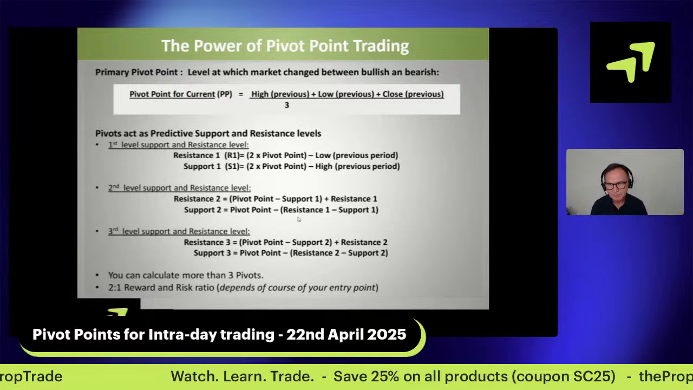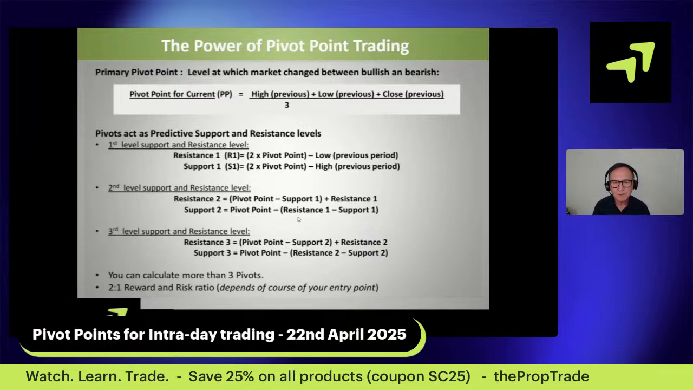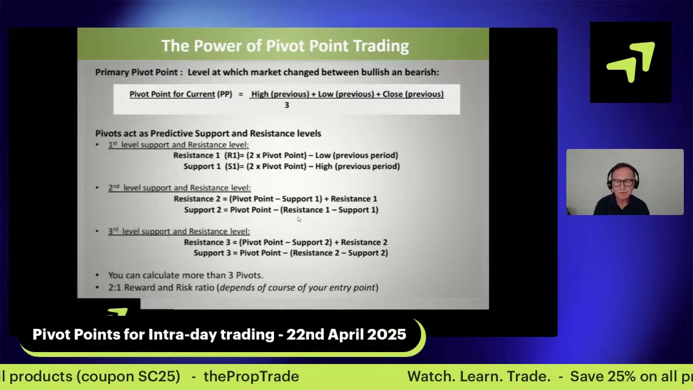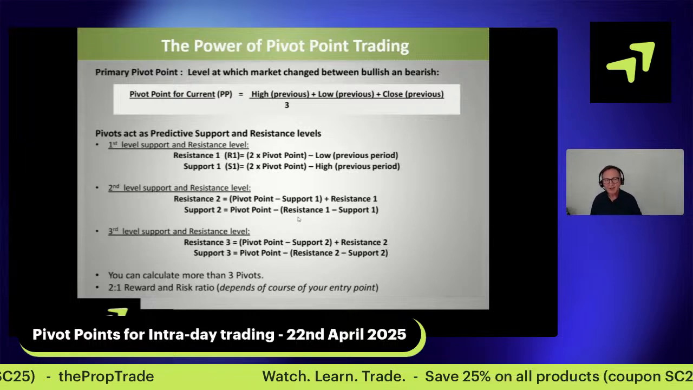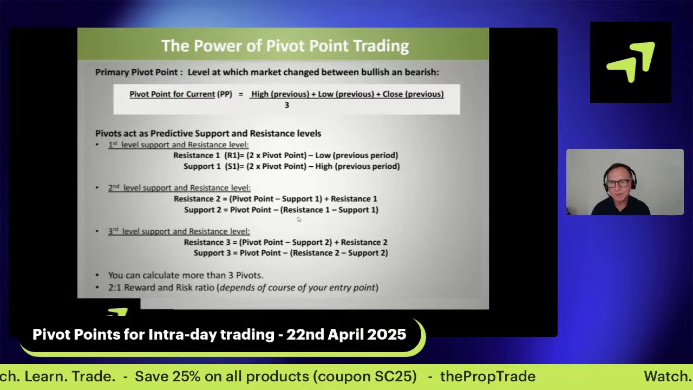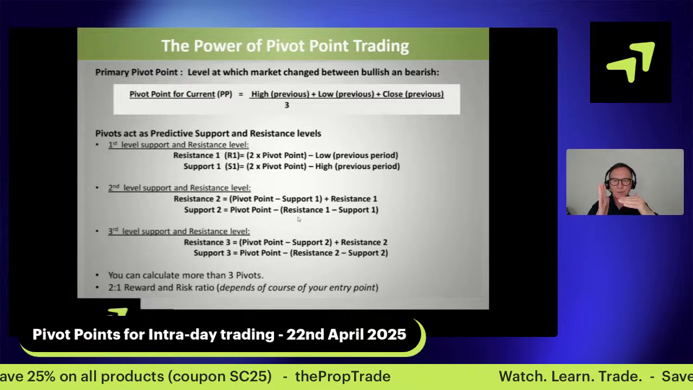So the current pivot point, from the previous price action, is the high plus the low plus the close divided by 3. That gives you the pivot point of the asset that you're trading on the time frame that you're trading. Okay, so it's literally that.